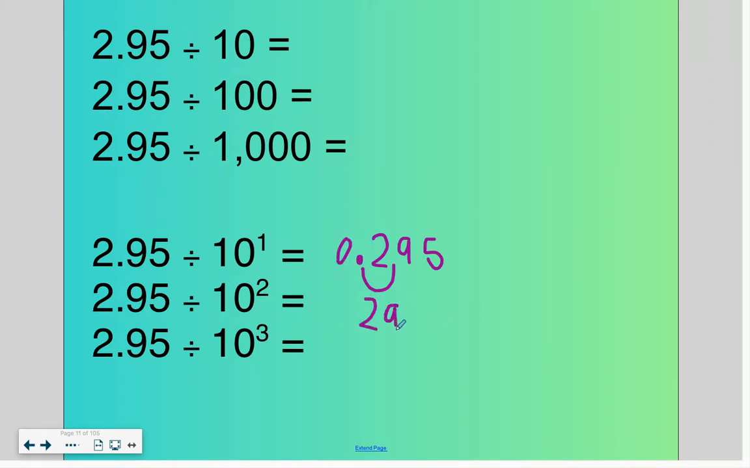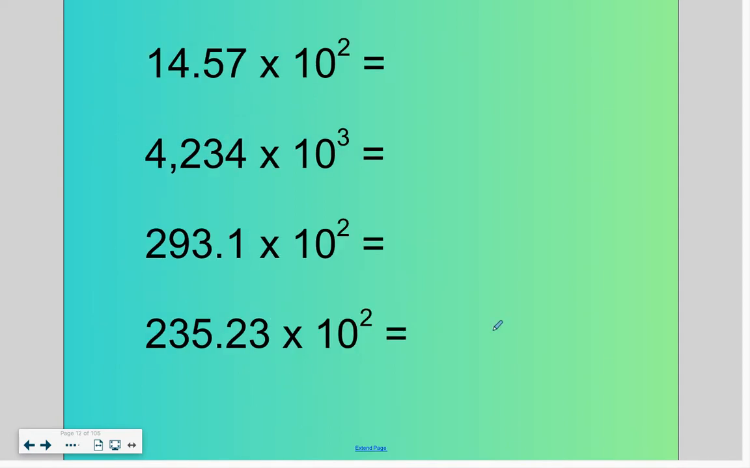2 and 95 hundredths, put your decimal here. From dividing it by 10 to the second, move it over twice. And if we're dividing it by 10 to the third, we're going to move it 3 times. 1, 2, 3. So let's put it all together.